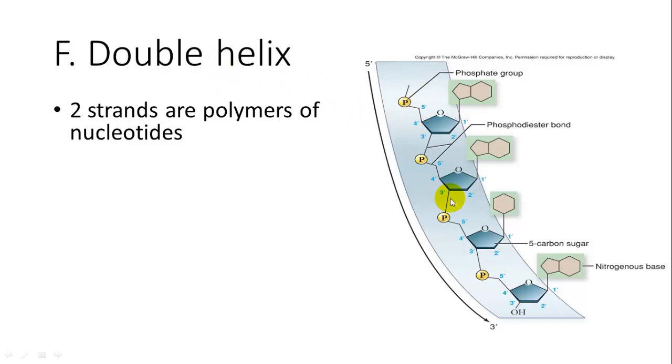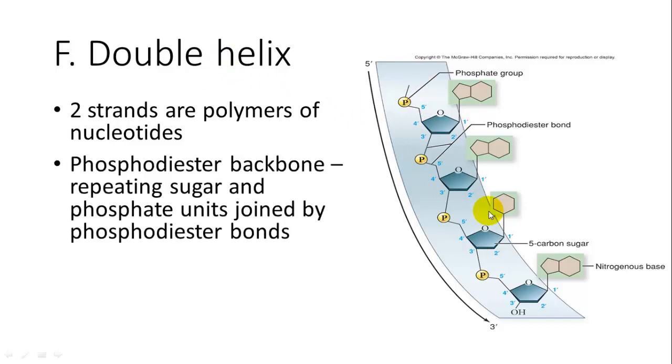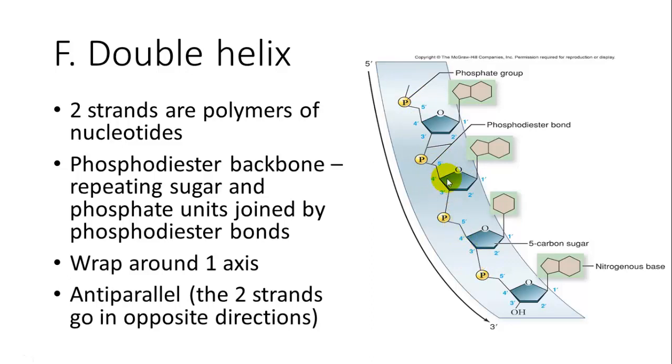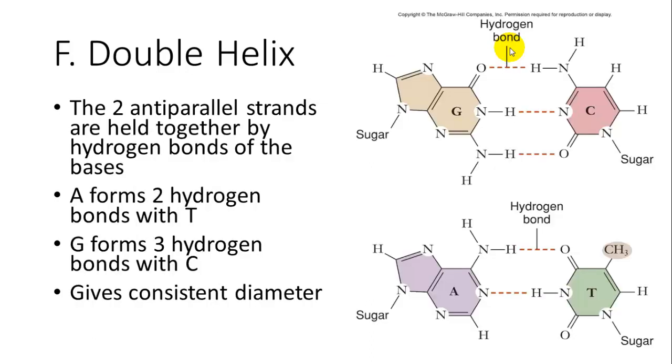So this double helix is 2 strands of polymers of nucleotides. The phosphodiester bond is the backbone. And then they wrap around one axis, and they're anti-parallel. That means one goes in one direction, and then on the other side you have the other strand going in the opposite direction. What that allows it to do is for the nitrogenous bases to make hydrogen bonds with each other. Okay, if they were both in the same direction, then they wouldn't be able to make these bonds.